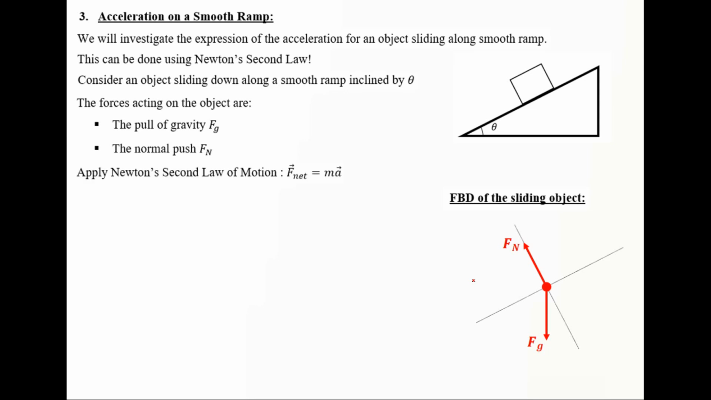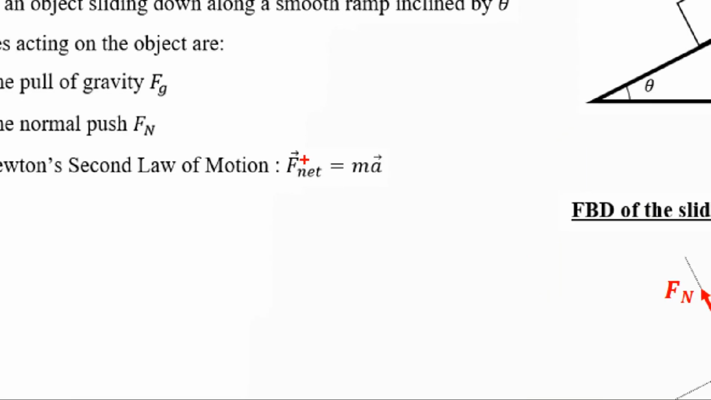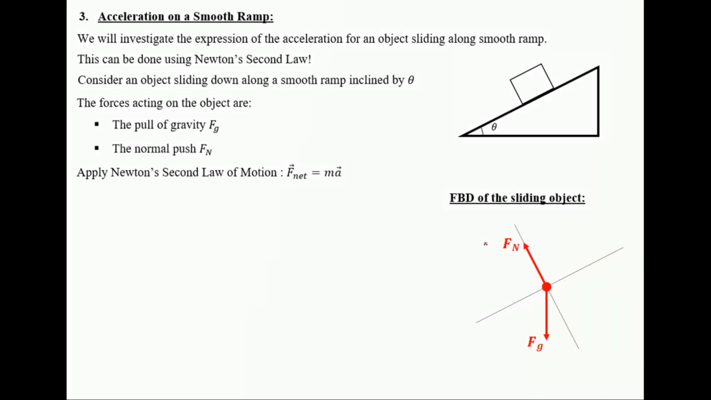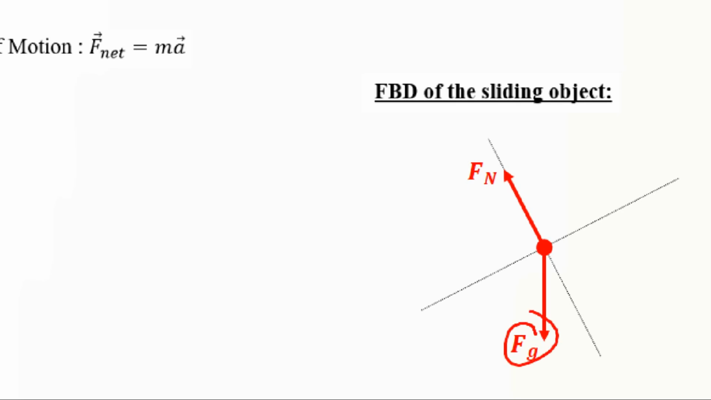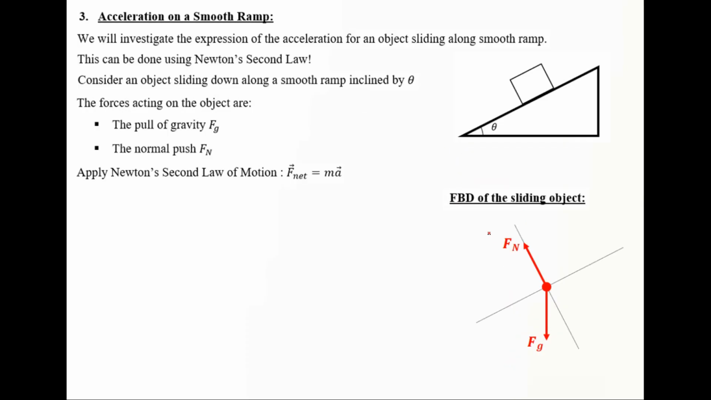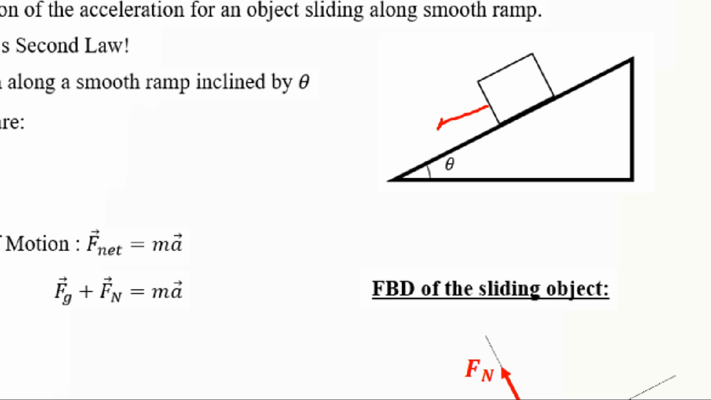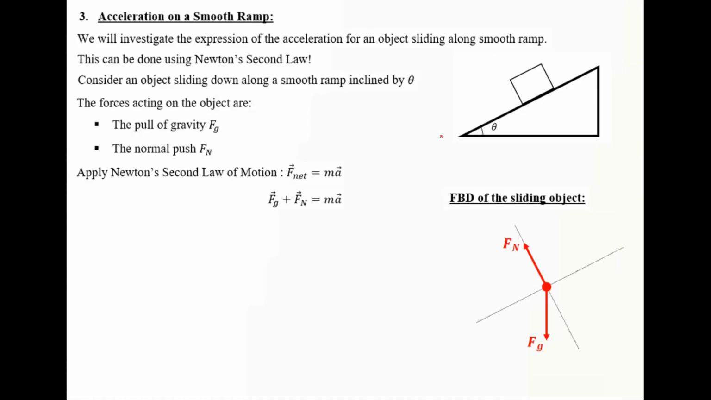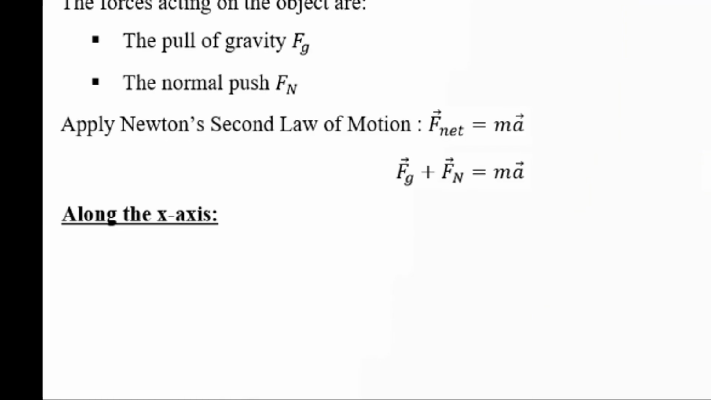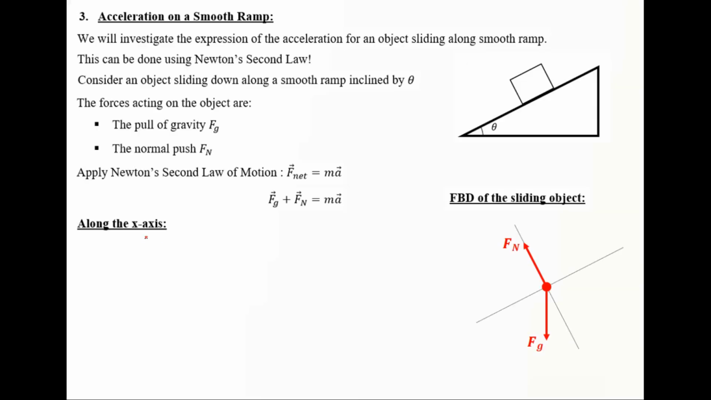Now we're ready to apply Newton's second law of motion given by F net is ma, and remember that F net should be replaced by all the forces acting on the block. In this case it is given by the pull of gravity and the normal push, and we will represent them vectorially without caring about the direction. Now we need to determine the acceleration, and remember that the block is only accelerating along this x direction. For this reason, I will say along the x-axis. We're going to project it along the x-axis.